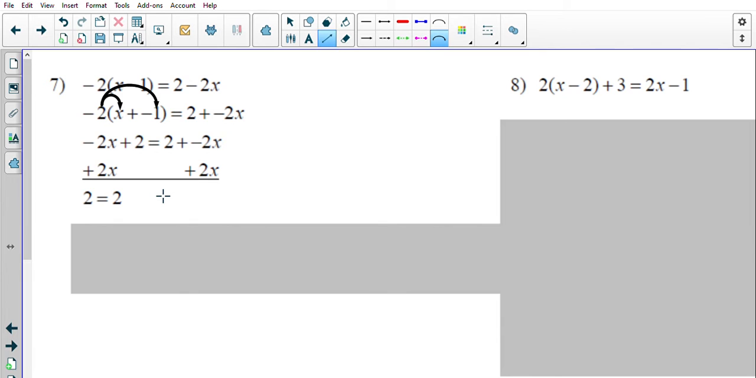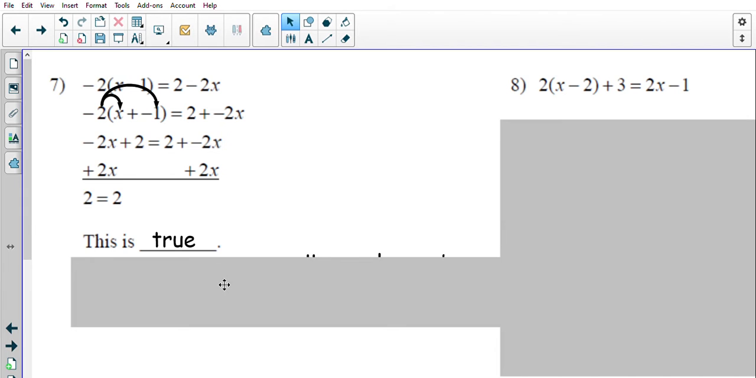Each side has a negative 2x, so neither is bigger, neither is smaller, but they are negatives. So I'm going to add 2x to both sides, and that means they cancel out on each side of this equation. We're left with 2 equals 2. Now this is different than the last problem because this statement is true. 2 does equal 2.